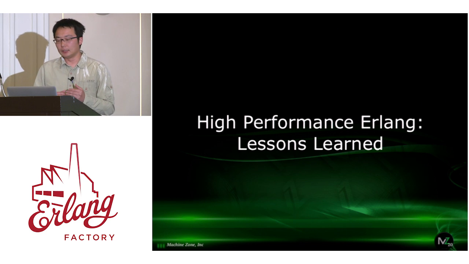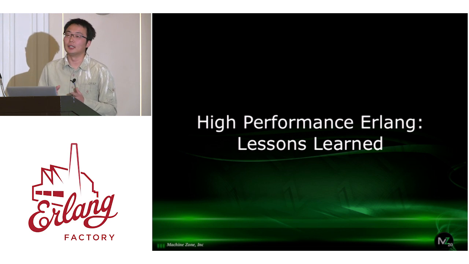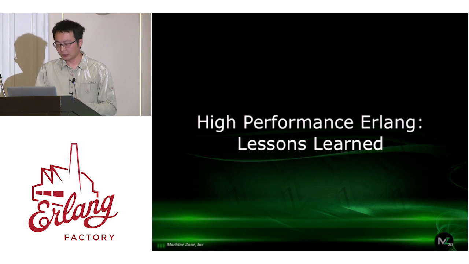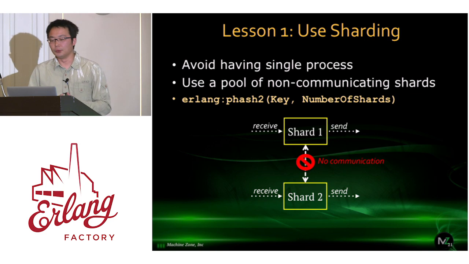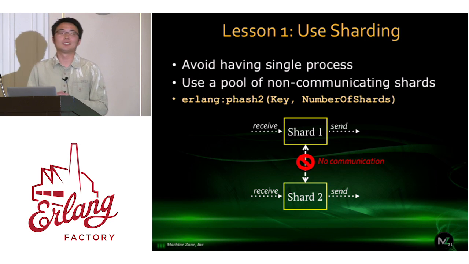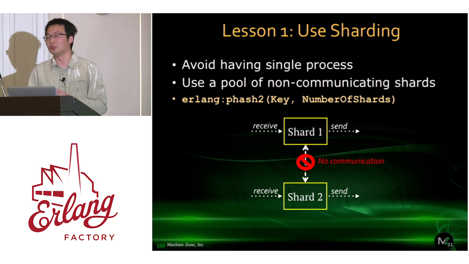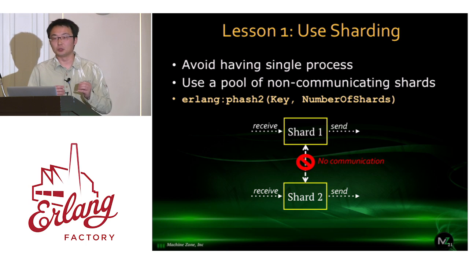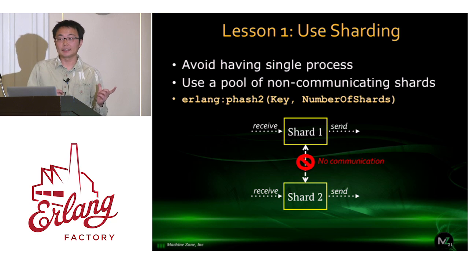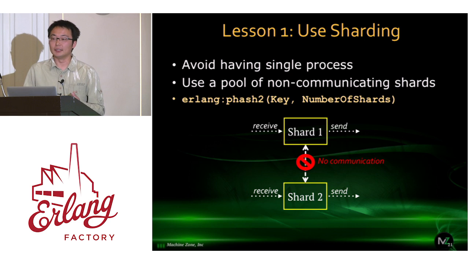So next, I'll talk a little bit about some of the generic lessons we learned during our process of optimizing an Erlang application. First up, try to use sharding. One of the first problems we saw in our system is that when we began our optimization and increased the load, some node would have increased latency and increased memory. We figured out that all the requests were coming into one process, and it was just not fast enough handling all the stuff.